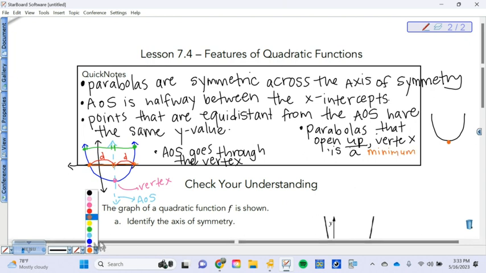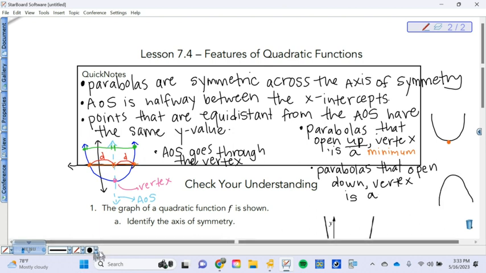And then the opposite is also true. Parabolas that open down have a vertex that is the maximum. They look like that. That vertex point is at the top, so we call it a maximum. Cool? Yes.